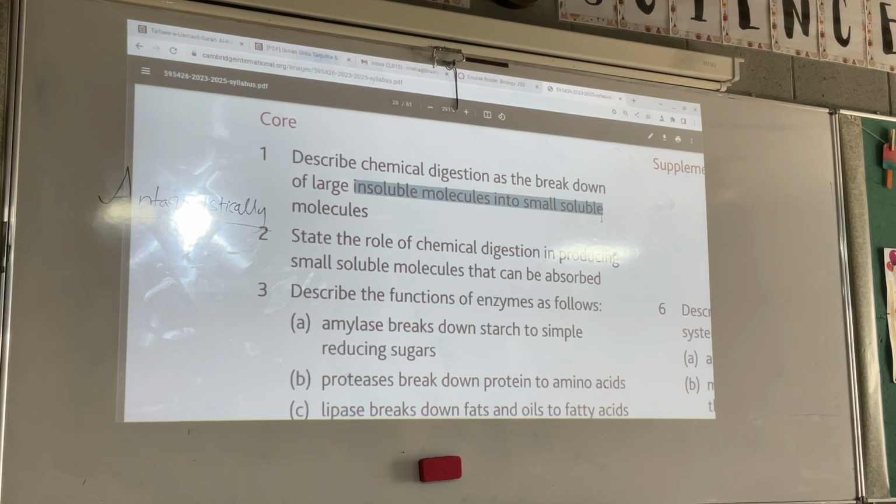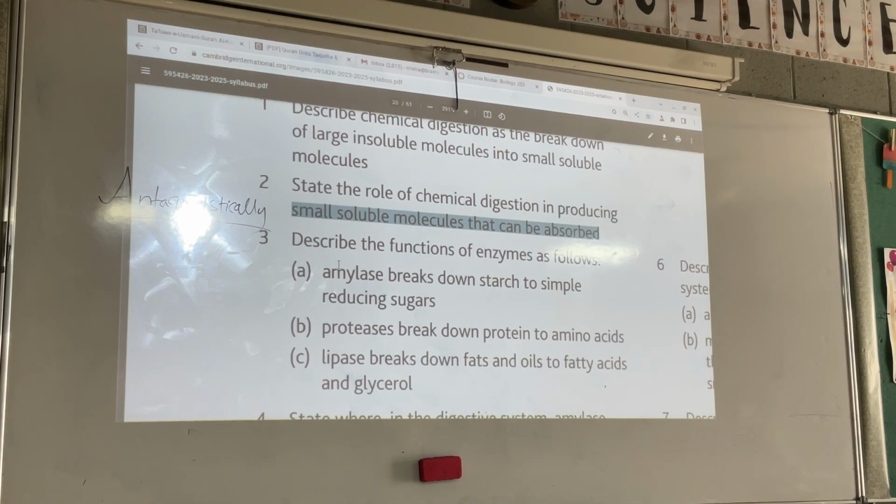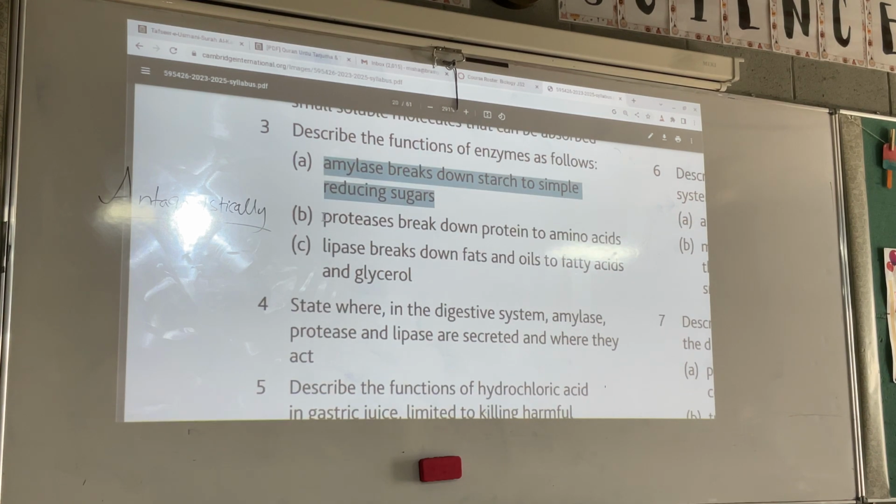And it happens by the help of enzymes, right? So the role of chemical digestion is producing small soluble molecules. Why? It makes them small and soluble so that they can be absorbed easily, because we need to absorb the nutrients to be used by the cells for energy and all other processes, right? Then the function of enzymes: amylase is for starch into maltose, then into glucose. Protease is for proteins into peptides, then into amino acids.